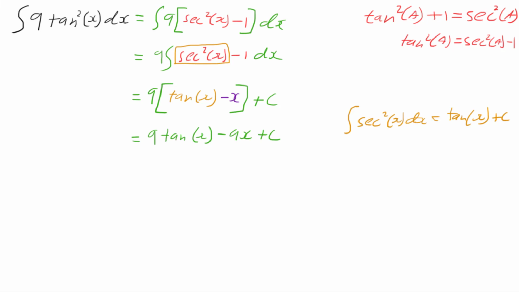And so that is the result of our integral of 9 tan squared x dx. And we got there by using a trigonometric identity that tan squared plus 1 is secant squared. And the integral of secant squared is tan.